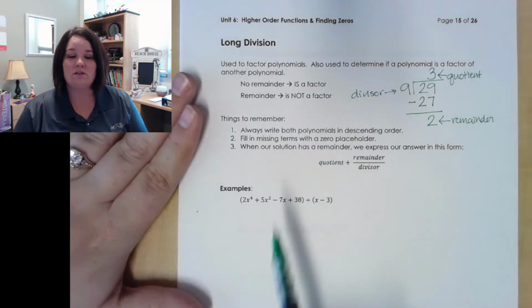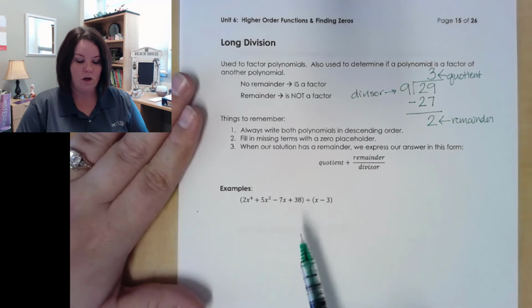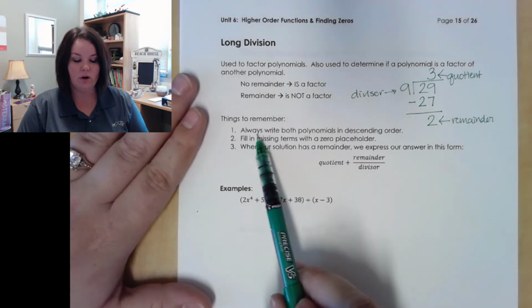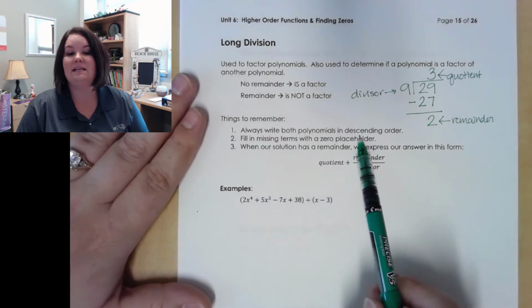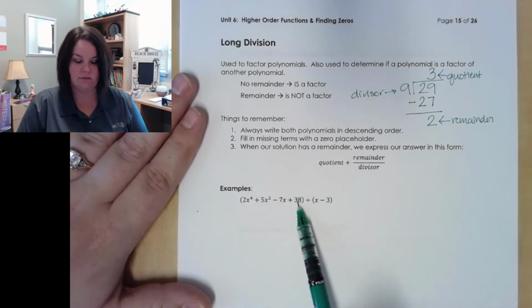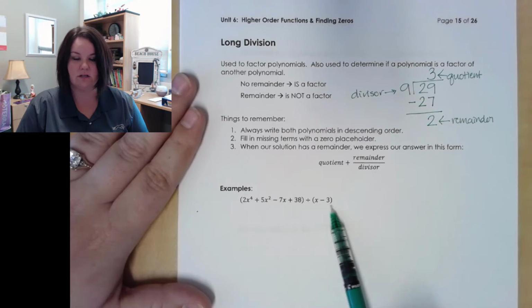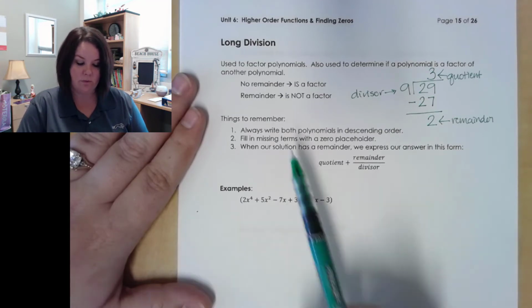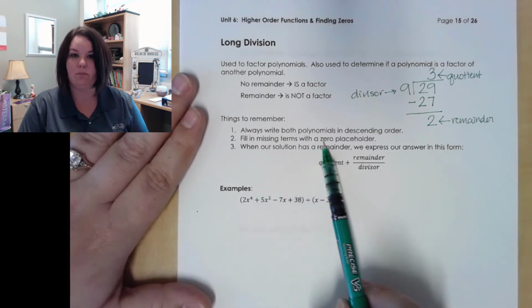Now, there's a few things to keep in mind. One, we want to make sure both of our polynomials are written in descending order. That means the highest power of x down to the constant term, right? Highest power of x down to the constant term. Then we want to make sure we fill in missing terms with a 0 placeholder.